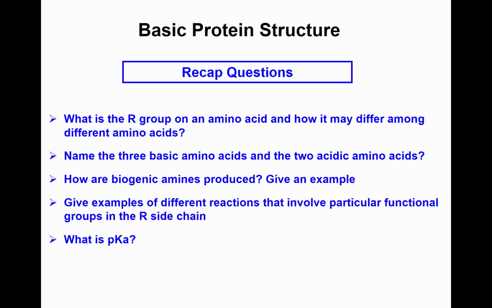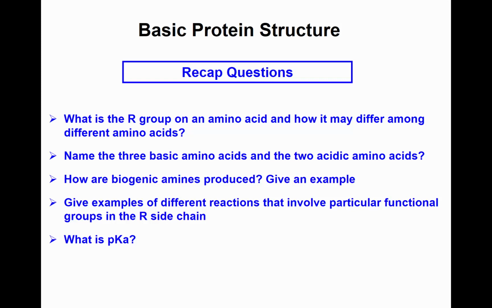Okay, next question. How are biogenic amines produced? Give an example. Very good. So loss of a carboxyl group, decarboxylation. And example is tyrosine into tyramine and histidine into histamine. Histamine will be present in spoiled fish, tyramine in fermented or aged cheese like the blue cheese.